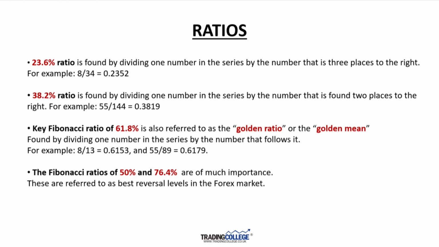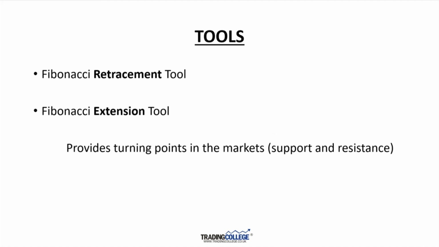Also 50%, it's not a ratio, nor is 76.4%, but some traders use that. I don't particularly use 50%. I'm using the 38.2 and the 76.4% to tell me the junction or the reversal area of where the price could be going next. So in your chart package, you've got the Fibonacci retracement tool, also the Fibonacci extension tool. That's just measuring symmetry. But we're really going to concentrate on the retracement tool because that's going to measure those areas, those junctions where the price could reverse.